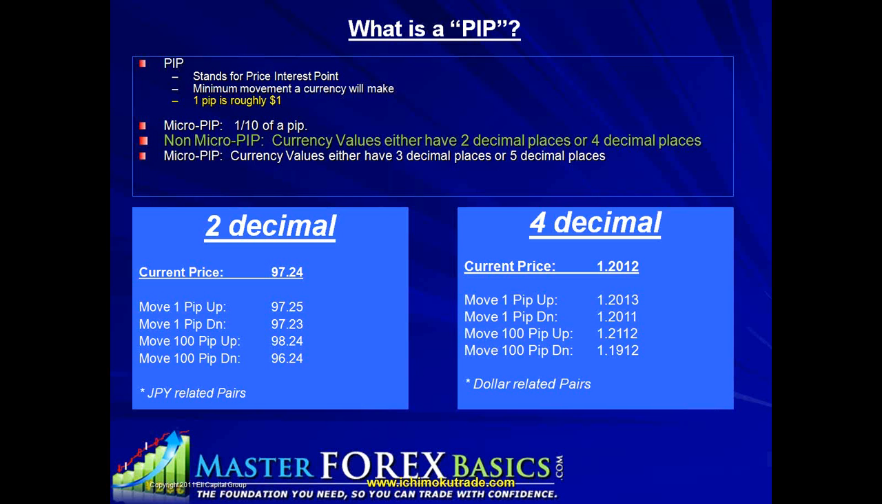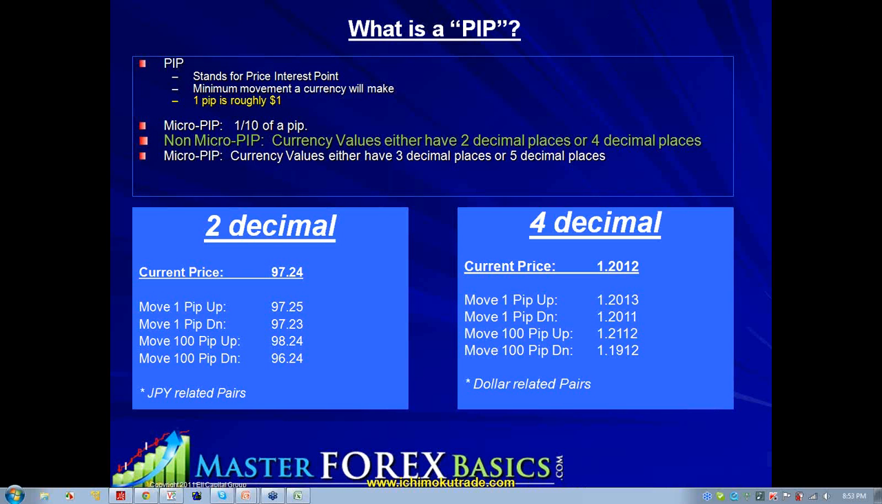Okay, so that's 1/10 of a pip. If you think about it, if 1 pip is $1, then 1 micro pip is what? 10 cents. Everyone understand that? Yes? Okay, great. Now remember, I'm trying to build out mechanics, so I'm going to keep on asking you every step of the way as we go forward, and you've got to make sure you understand everything as we go forward from there. Okay?